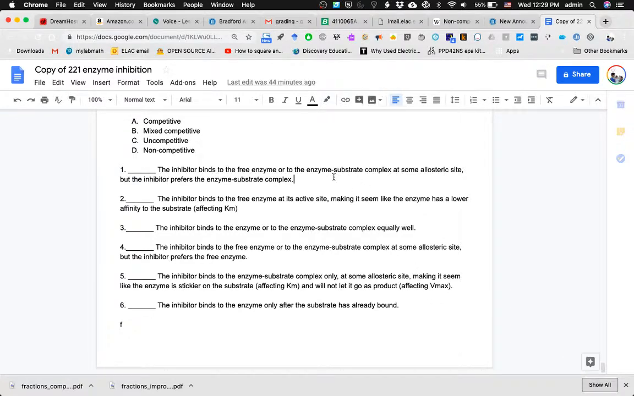So that you could understand, right? So E and ES. E is the free enzyme, ES is the enzyme substrate complex. Number one, the inhibitor binds to the E or to the ES. So this is good and this is good. They're both good, but it prefers this one. So this one is better. And so what is that called, Joseph?